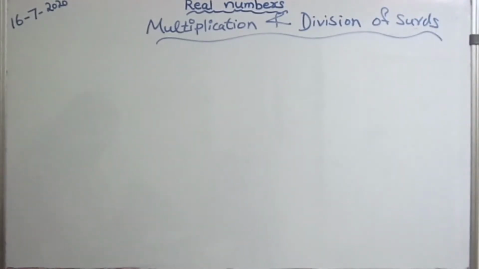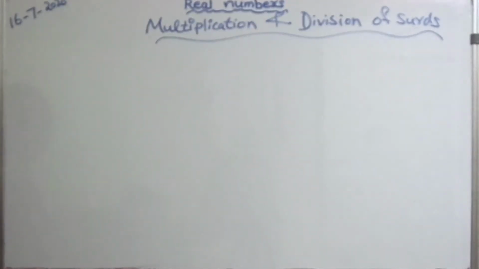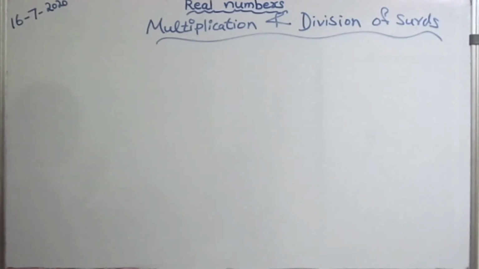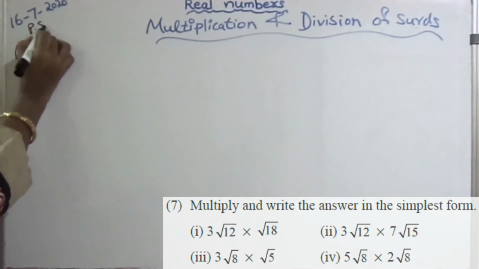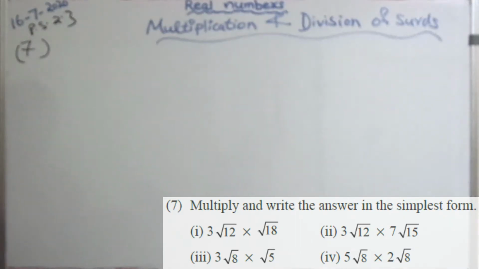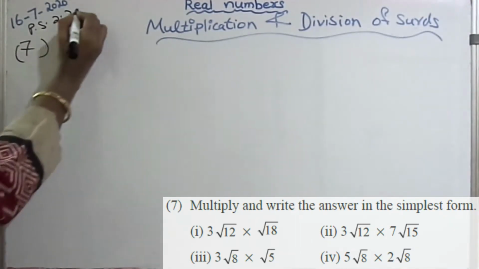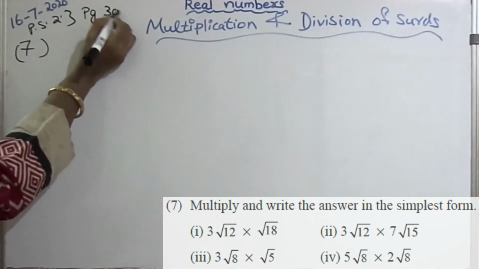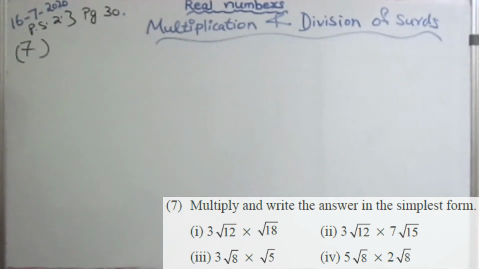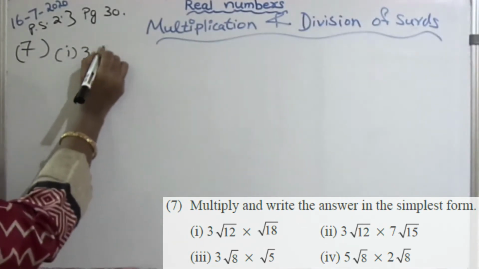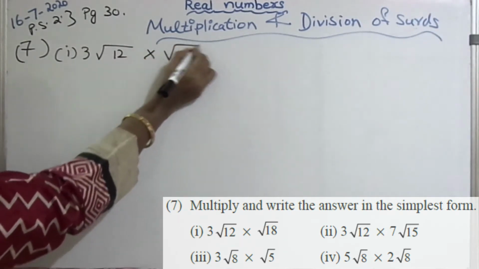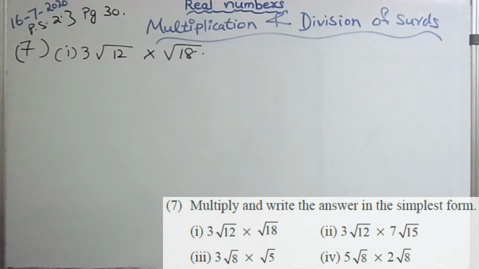Okay. So, your textbook, practice set 2.3, page 30. Sum number 7. The first one: 3 root 12 into root 18. You have to multiply this and write the answer in the simplest form.